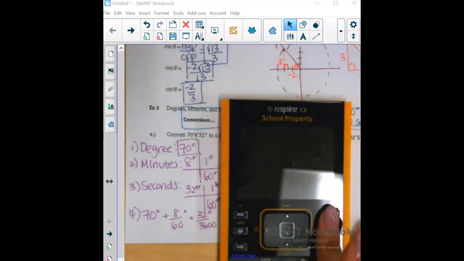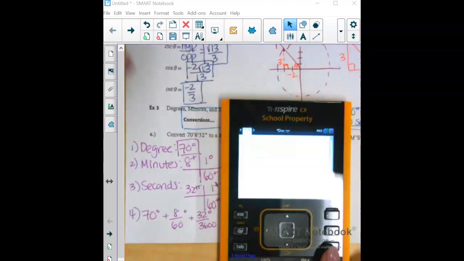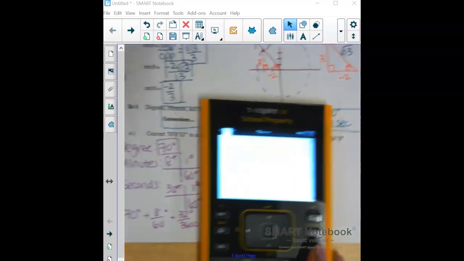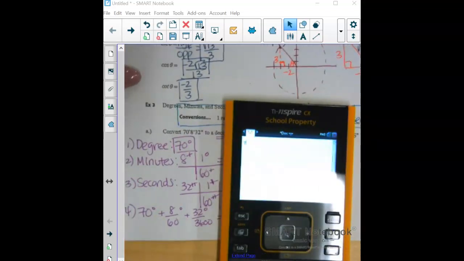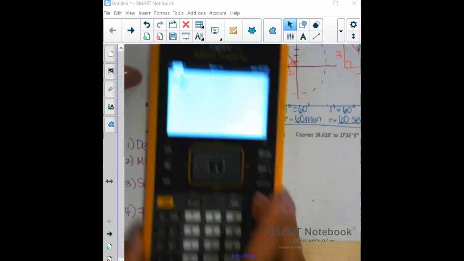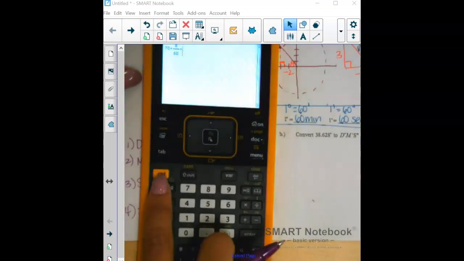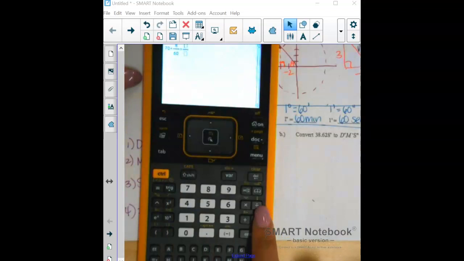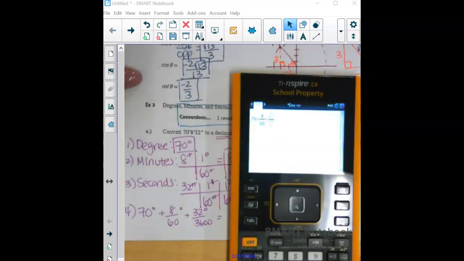So in your calculator, I'm going to turn it on. I'm going to go into the new document, not Scratchpad because I don't like Scratchpad. And we're going to add 70 plus 8 over 60 plus, keep in mind, guys, you can make a fraction if I haven't told you. Hit the control button and the division symbol, and it makes a whole fraction for you in case you want to use it that way.